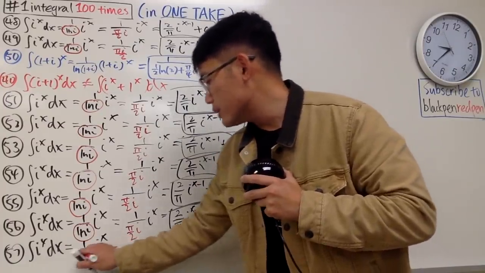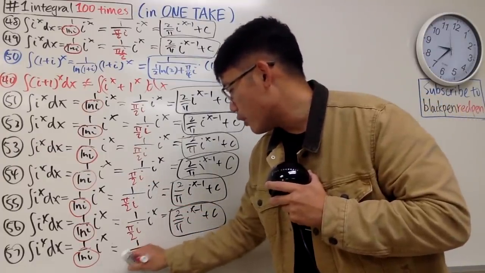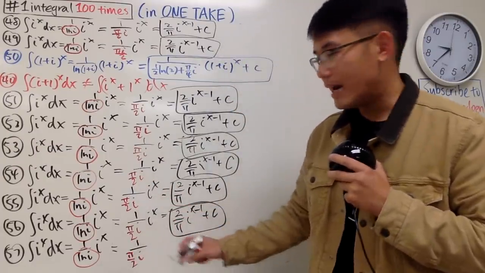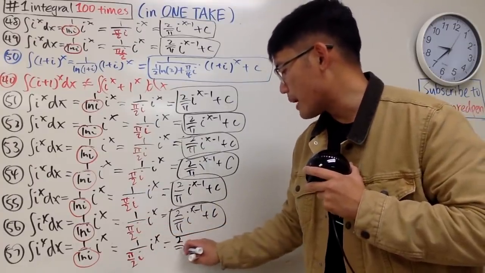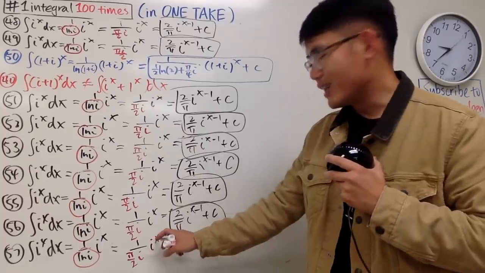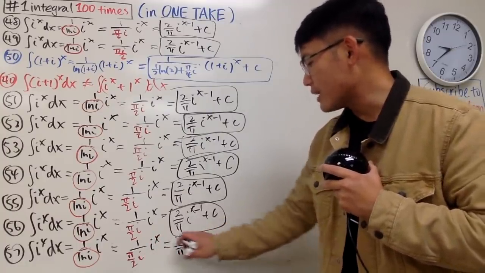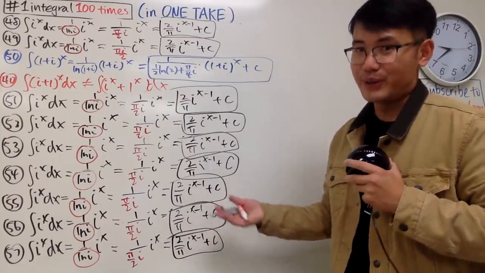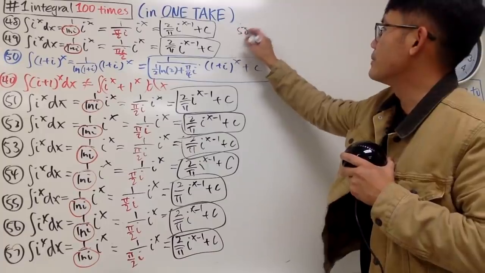And as we all know, this right here is just going to be pi over 2i. So this is going to be 1 over pi over 2i, and we have i to the x power right here, and do the reciprocal, we get 2 over pi, and we can just subtract the powers, so we get i to the x minus 1 power, and then we are done. So we put a plus c like this. Very cool, huh?